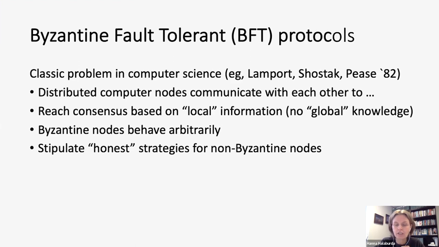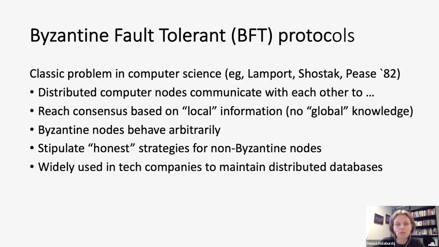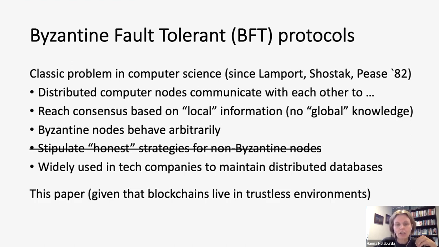The traditional Byzantine fault-tolerant protocol used for distributed databases stipulates that non-Byzantine nodes are going to follow the strategies prescribed by the protocol in an honest way. This is a system that is used widely in tech companies. We wouldn't have Amazon, we wouldn't have Facebook, we wouldn't have Google without very extensive use of distributed databases and consensus protocols. In this paper, we acknowledge that in blockchain, we can no longer assume that the honest nodes, who have not been hijacked, will simply follow the strategy.